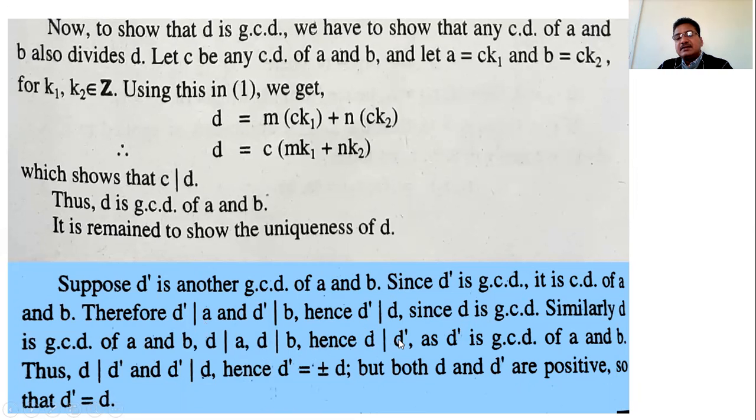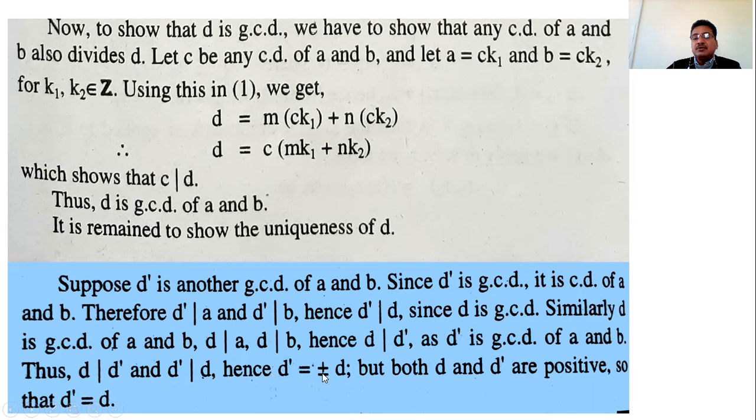D divides D dash. That is, in the first sentence, consider D as the greatest common divisor and D dash as a common divisor. And in the second sentence, suppose that D dash is the greatest common divisor and D is a common divisor, and then we have D divides D dash. Thus D divides D dash and D dash divides D, which means D dash and D are the same or differ in sign.